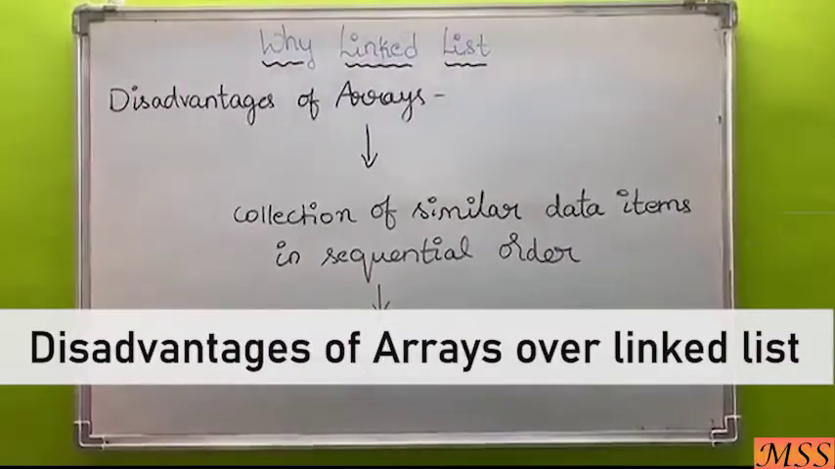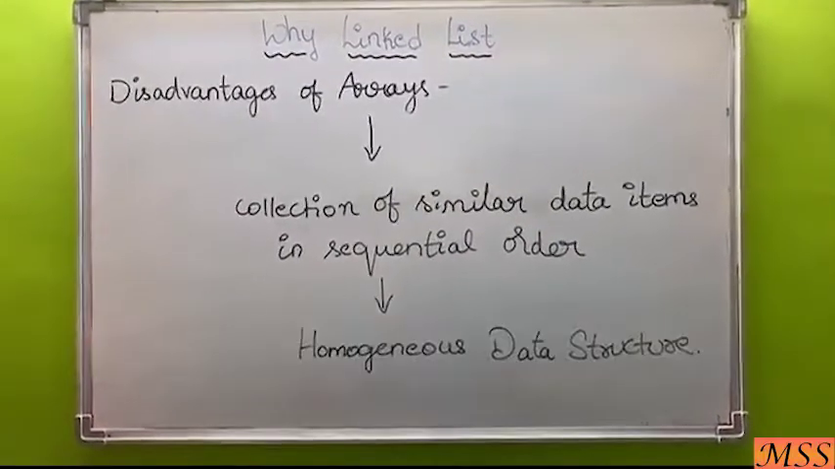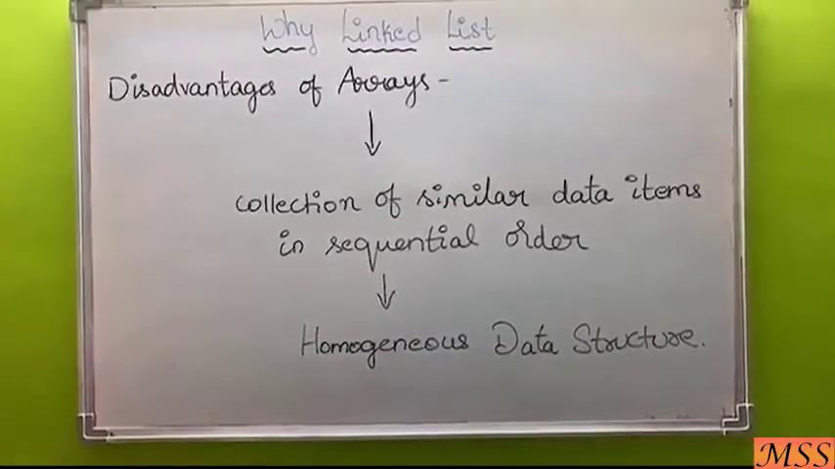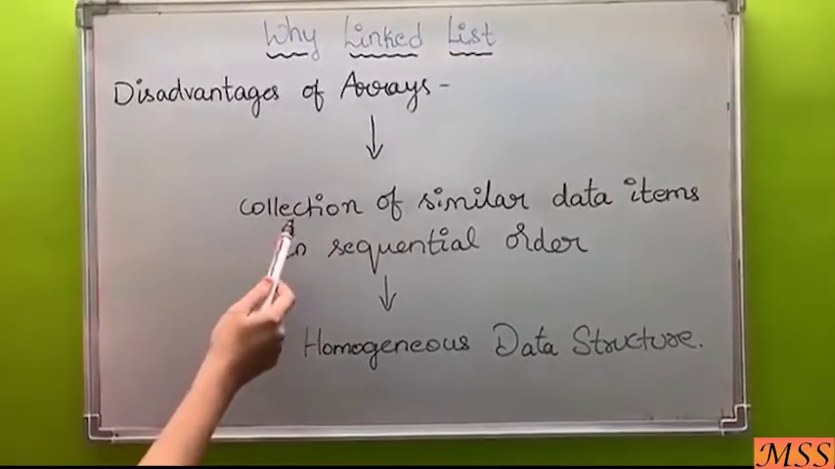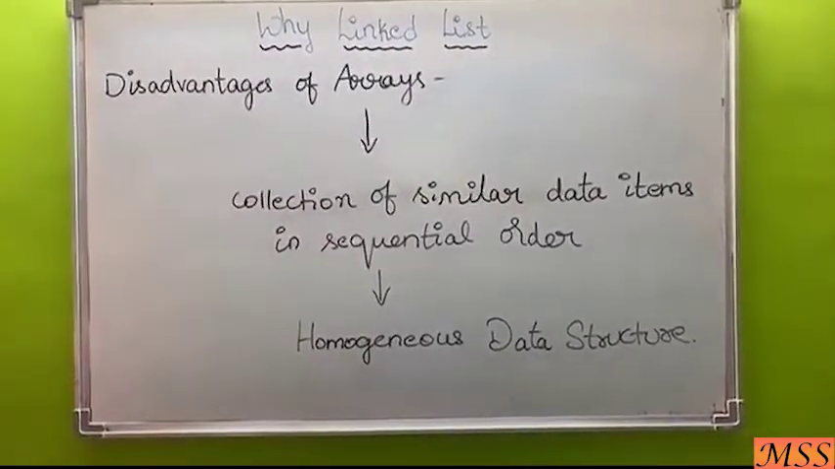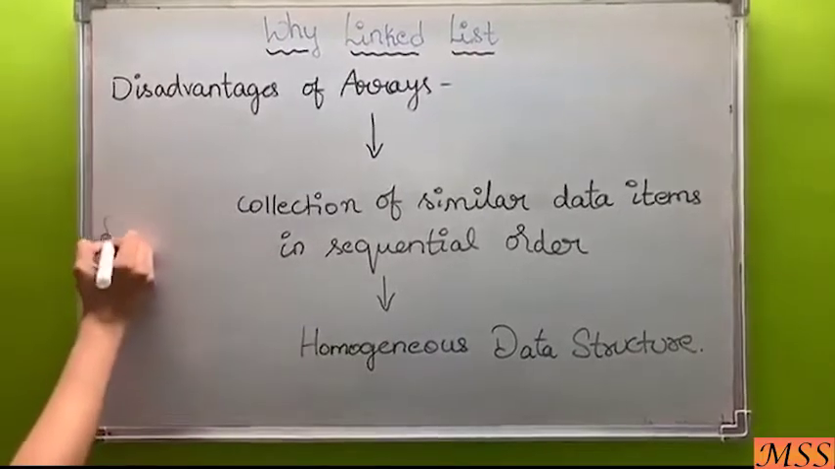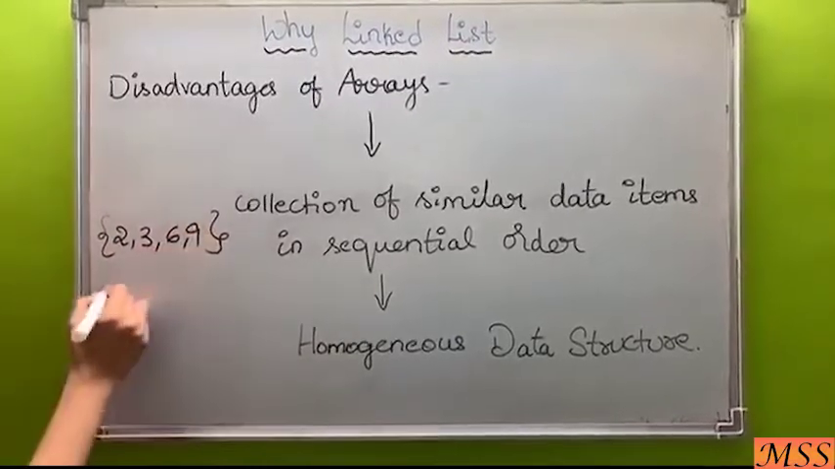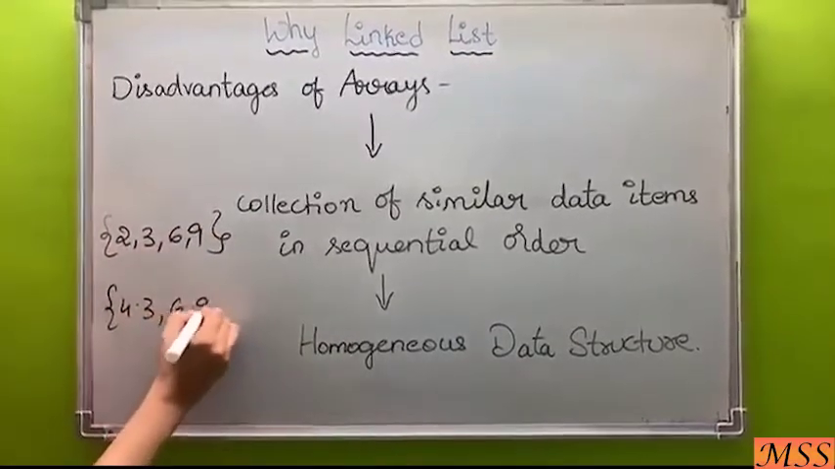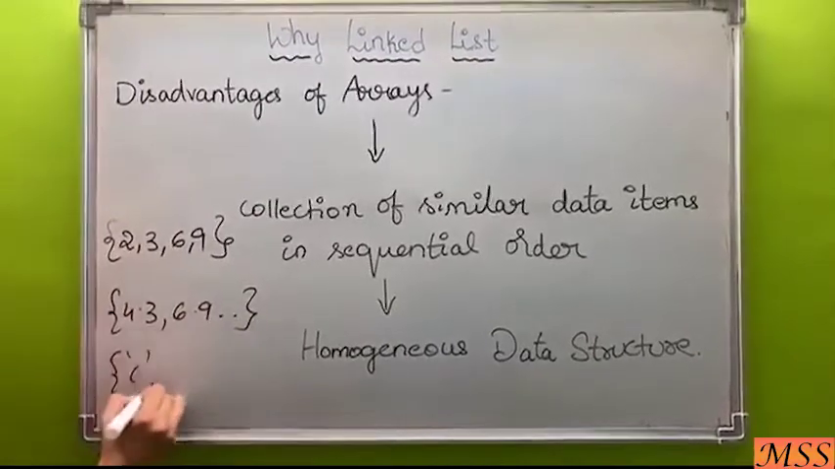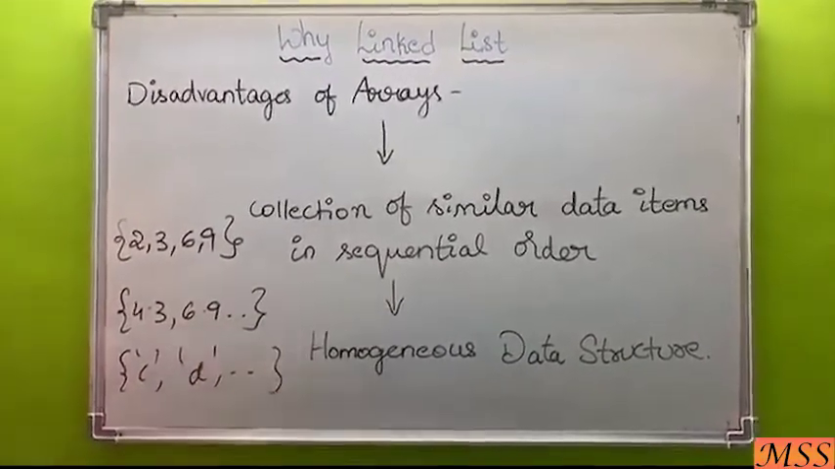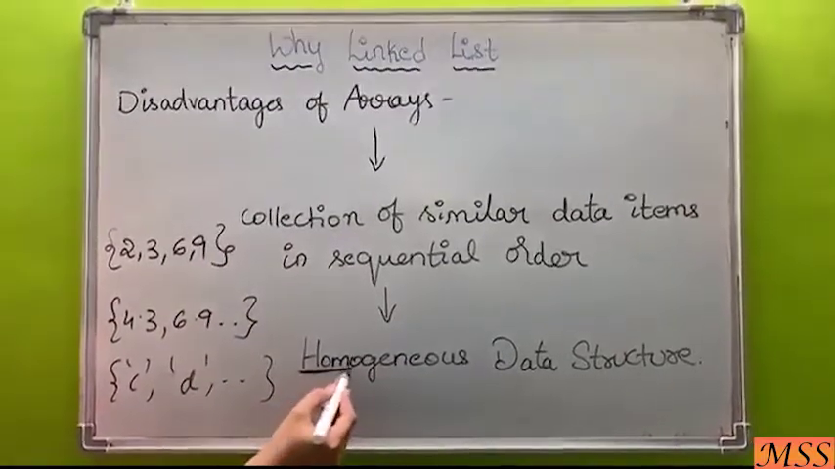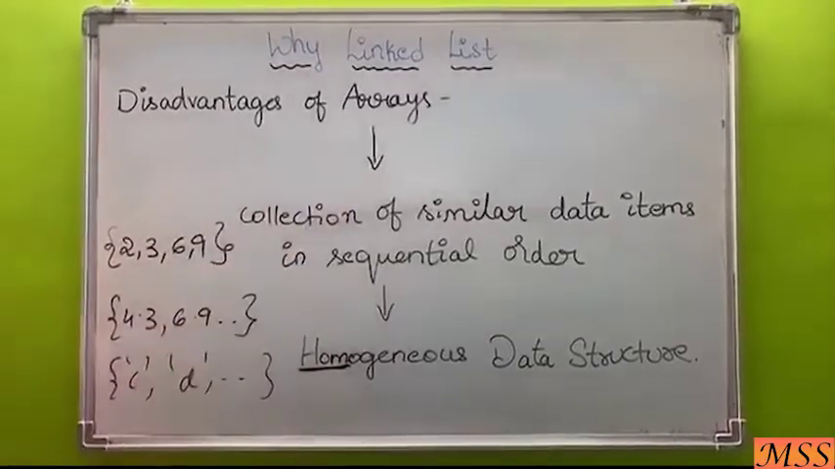Hello everyone. In this video, I am going to discuss why we should use linked lists when we already have the concept of arrays. We already know that an array is a collection of similar data items in sequential order. That means it carries similar data elements. It can be integers, floating point numbers, or characters, and so on. That's why it is called a homogeneous data structure. Similar data items are stored in arrays.